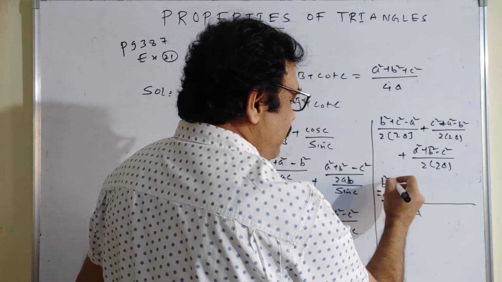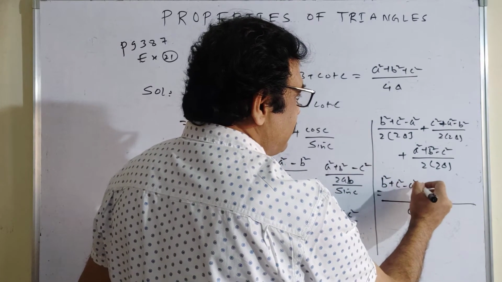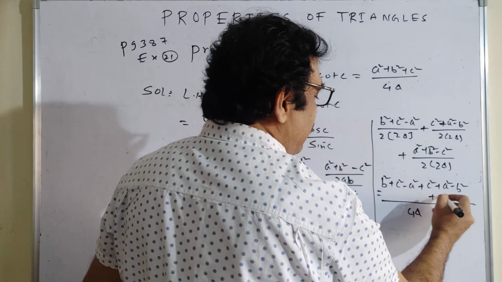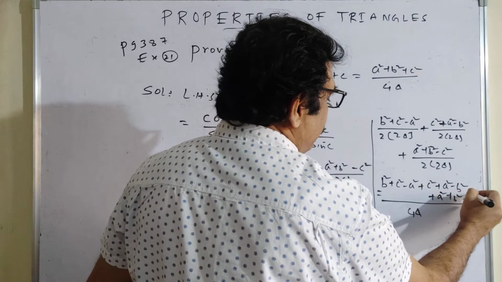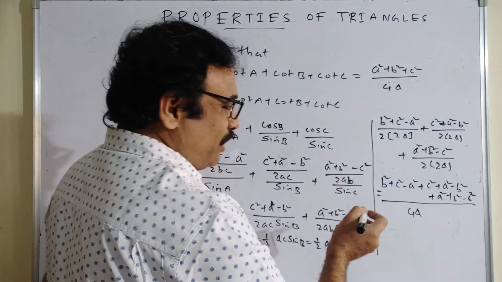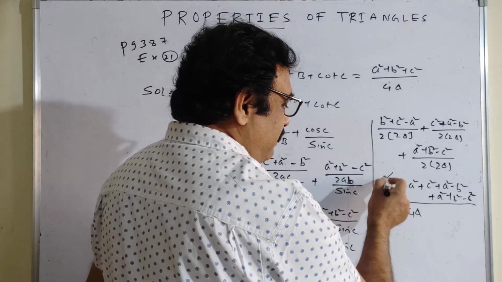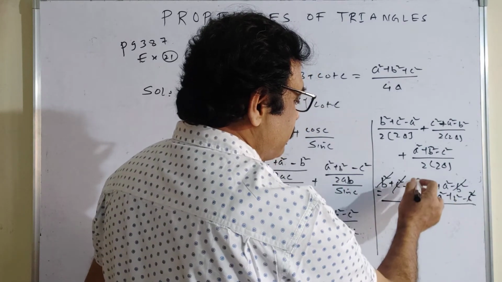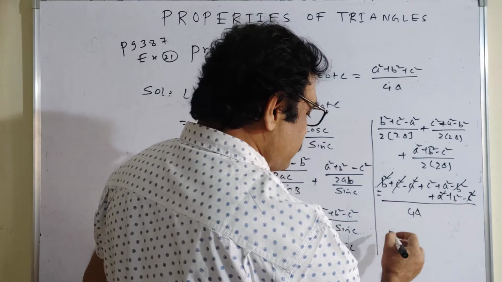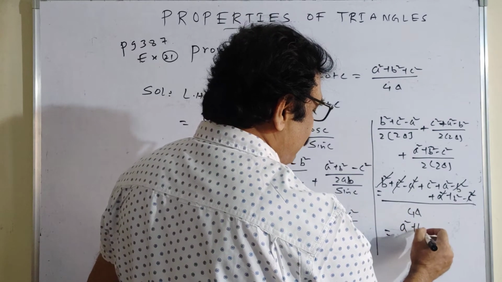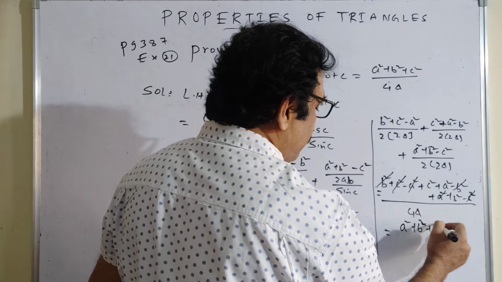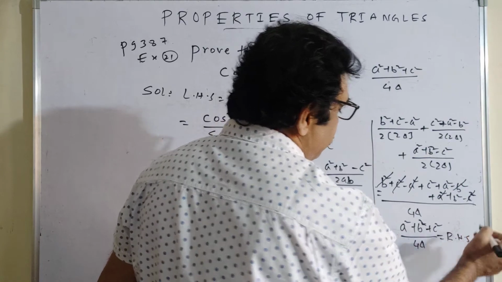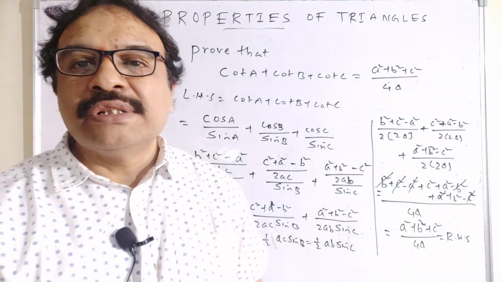Now I'll be writing this is b square plus c square minus a square, this is c square plus a square minus b square, and this is a square plus b square minus c square. How am I going to get the result? Like terms get cancelled: plus b square minus b square gets cancelled, plus c square minus c square gets cancelled, minus a square plus a square gets cancelled. What is the left over part? This is nothing but a square plus b square plus c square by 4 delta, and this is the LHS. What am I getting? RHS.